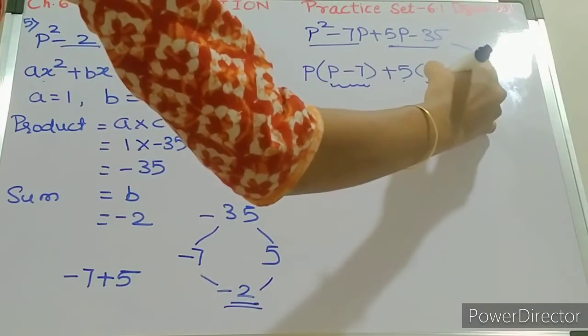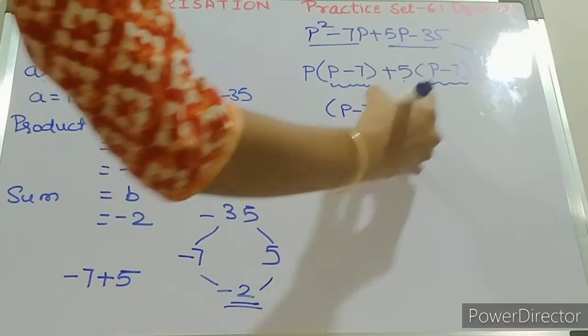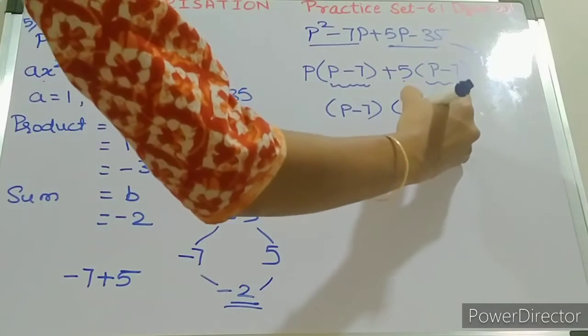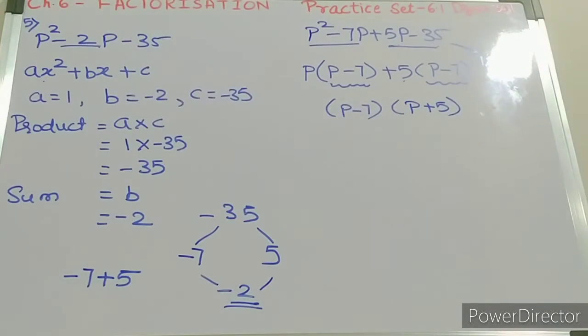Again p minus 7, p minus 7 are present in both the terms, so I will take that p minus 7 as common, and the next term will be p plus 5. So the factors for p square minus 2p minus 35 are p minus 7 and p plus 5.